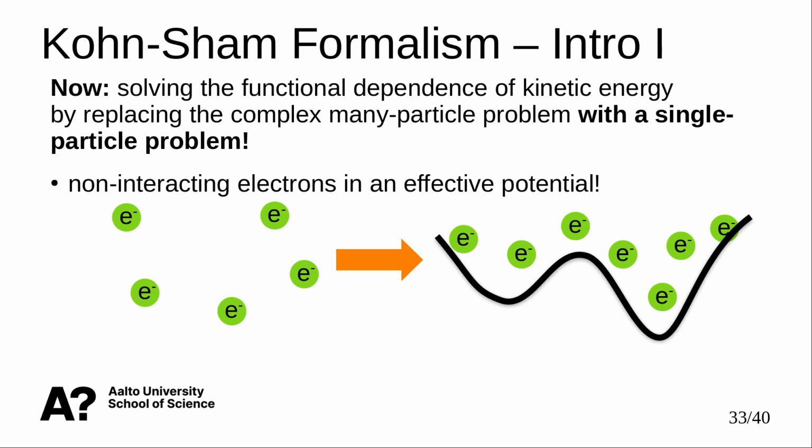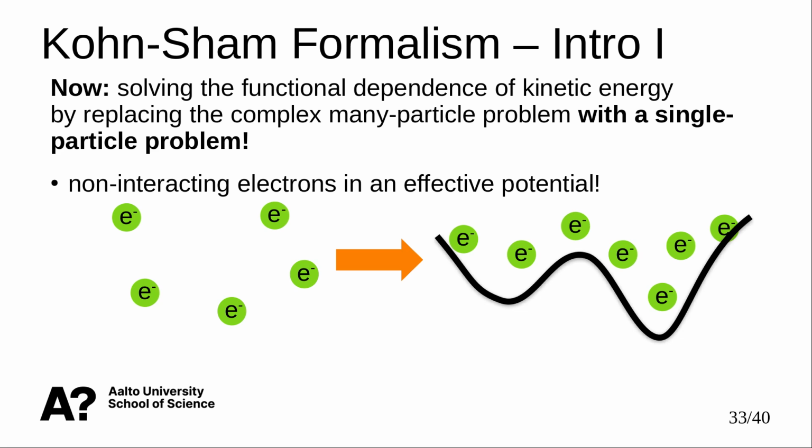What they did is that they provided a solution for the functional dependency of the kinetic energy by replacing the complex many-body particle problem, which we had beforehand, with a single particle problem. So solving that kinetic energy contribution had been attempted previously by Thomas and Fermi, for example, but they couldn't really achieve what then later Kohn and Sham did.